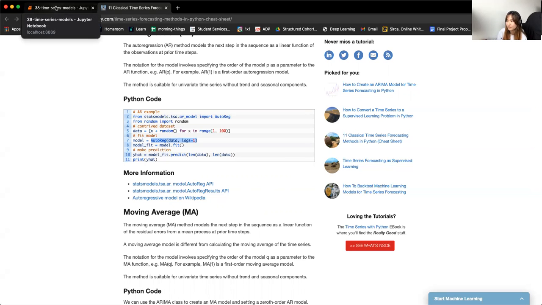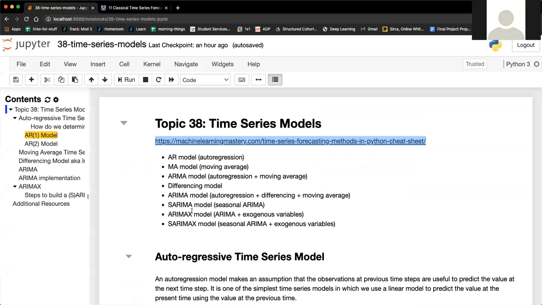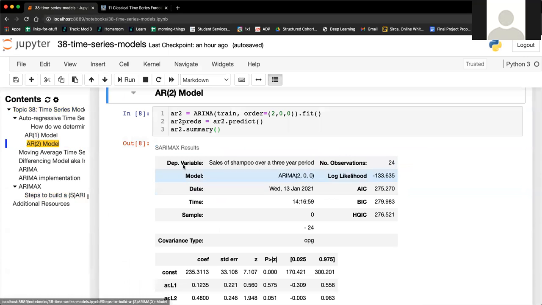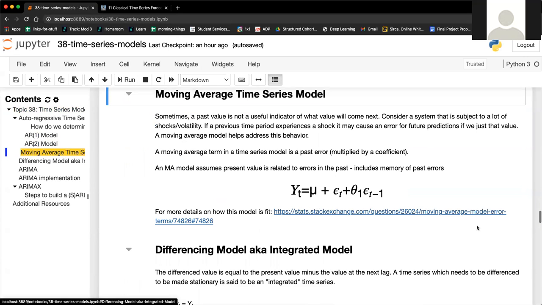Like a moving average, wouldn't that just be like taking an average of a window and then including that in your prediction, or no?